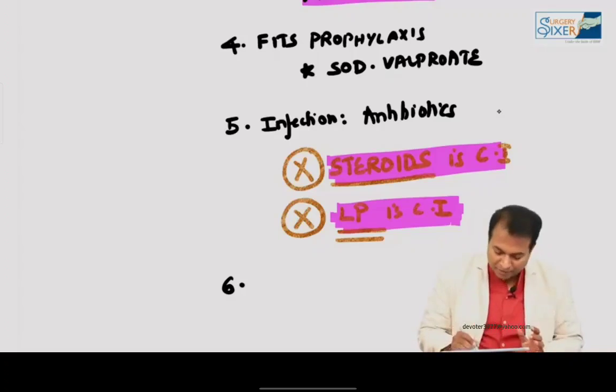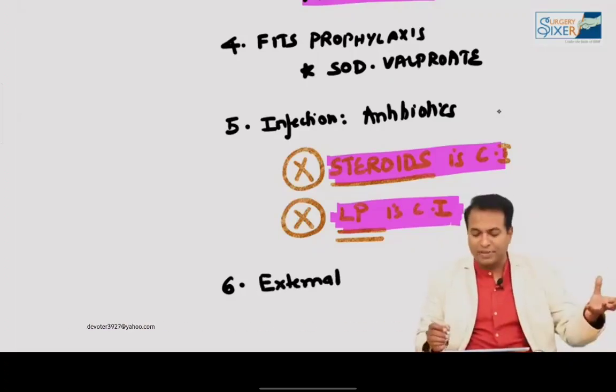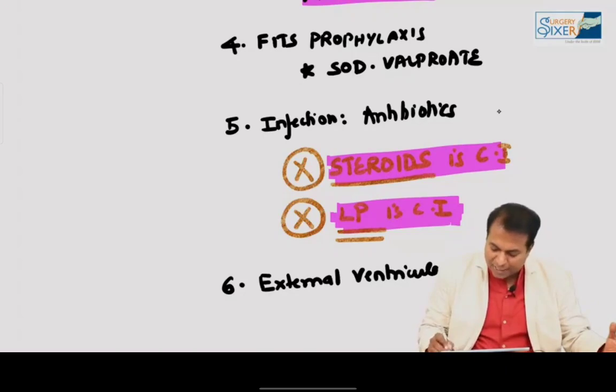And what else can I do? I can give them external ventricular drainage. Sir, how to reduce the CSF then? By putting in an external ventricular drainage. We can put an external ventricular drainage and reduce the CSF.